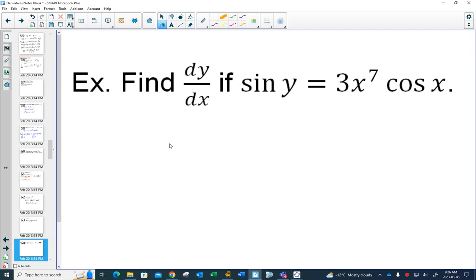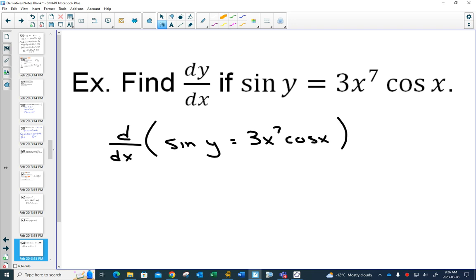So the y is not by itself in this one. We have the y inside of sine, so we have implicit differentiation. We would take the derivative of this whole thing on the left-hand side. We see that y is inside of sine. Sine is our outside function, so the derivative of sine is cos. Keep the inside the same, and multiply by the derivative of the inside, dy dx.